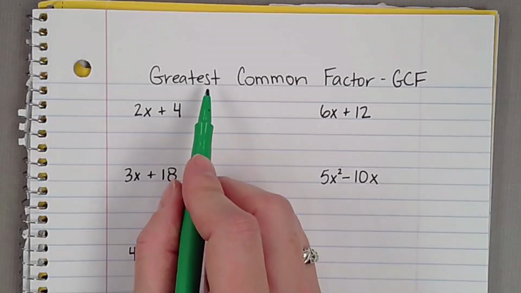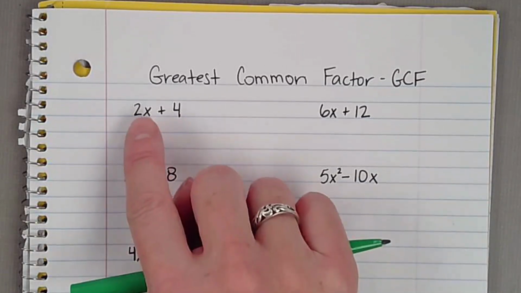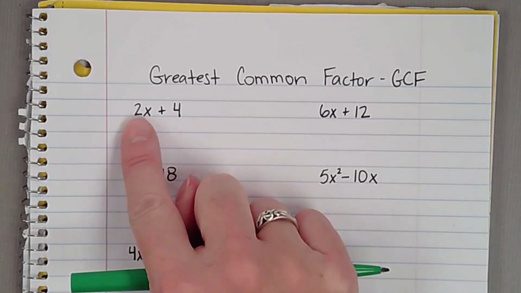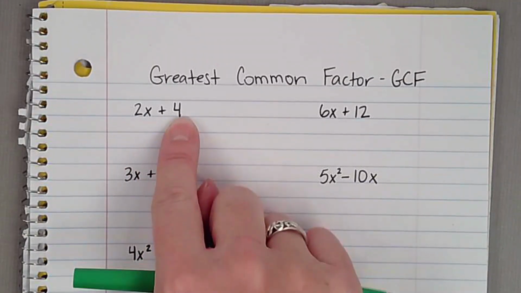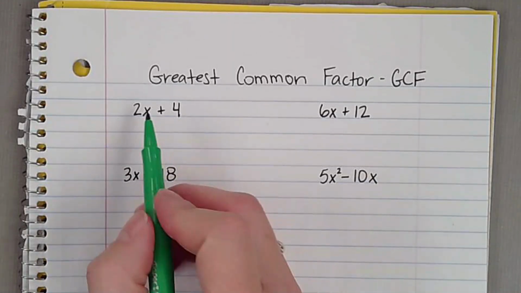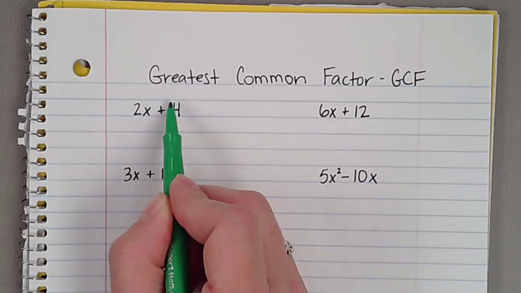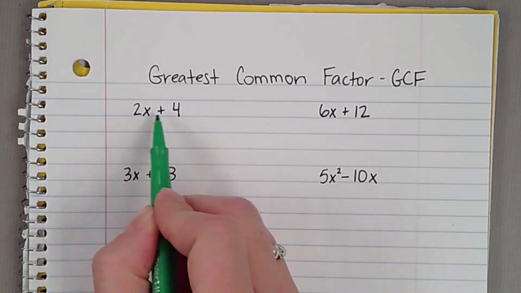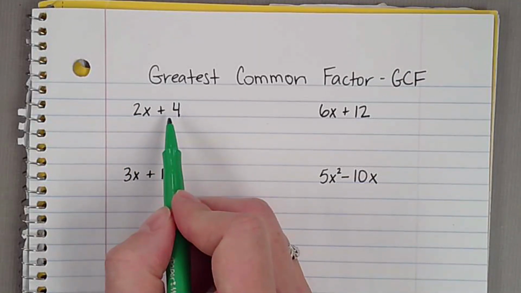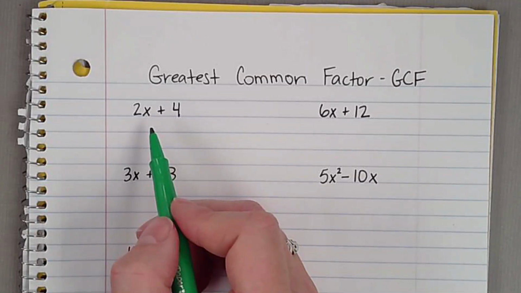Your greatest common factor could be numbers, it could be letters, and it could be both. We will see some examples of that. If I have 2x plus 4, I'm not going to combine the 2x and the plus 4. I can't combine them. But what I can do is notice that this part has a 2 and this part has a 4. Both of those numbers can be divided by 2 and I get whole numbers. I don't get decimal numbers.